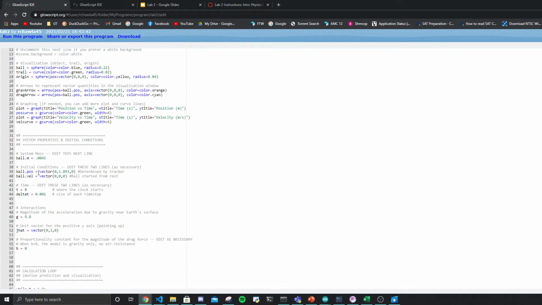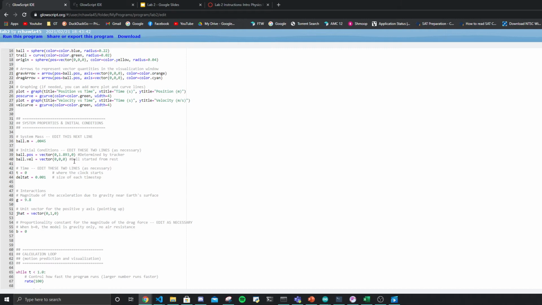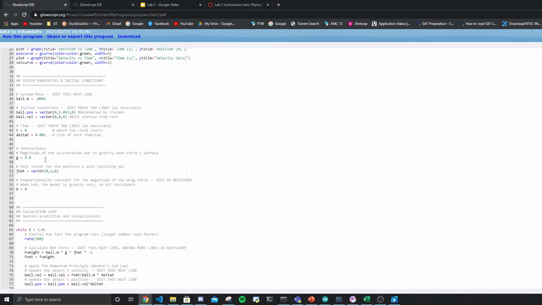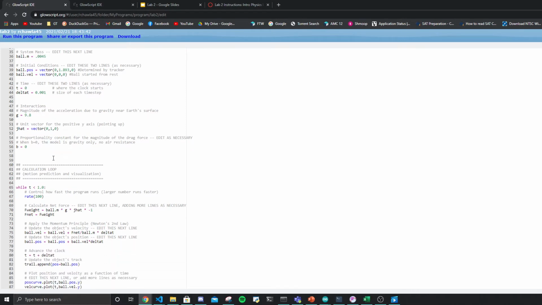For the ball position initial condition vector, we have 0.893 and 0, so the only difference here is the 1.893 in the y direction, which is the initial height that I dropped the ball at. That's basically my height with my arm extended out, dropping the ball, determined by tracker. For ball velocity, of course, we have a 0 vector here because the ball is starting from rest. Then we have the givens: gravity is the acceleration, delta t for the time steps, j hat, the vector for the positive y-axis movement, and we have 0 for the proportionality constant because there's no drag.